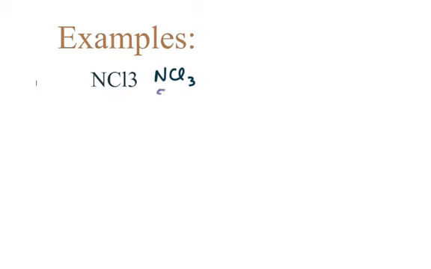So nitrogen is 5 plus 3 chlorines at 7 electrons apiece for a total of 26 electrons in total. Let's set it up. Nitrogen in the middle. We'll put our chlorines symmetrically around the outside. Our first electron pairs will go between center and surrounding. Then we will put in our octets for our surrounding atoms.